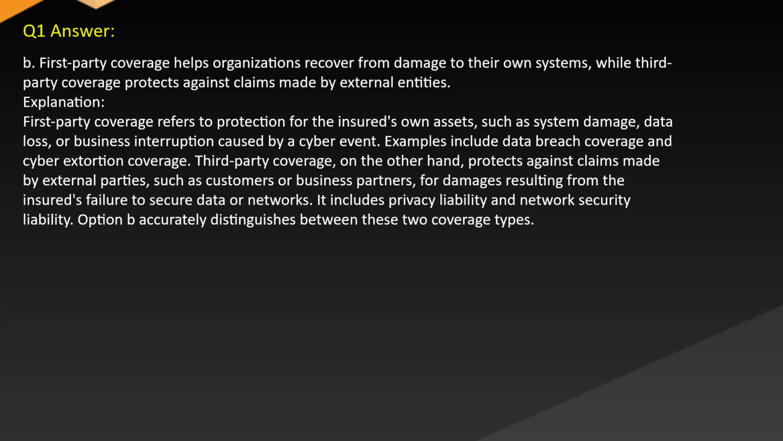Third-party coverage, on the other hand, protects against claims made by external parties, such as customers or business partners, for damages resulting from the insured's failure to secure data or networks. It includes privacy liability and network security liability. Option B accurately distinguishes between these two coverage types.